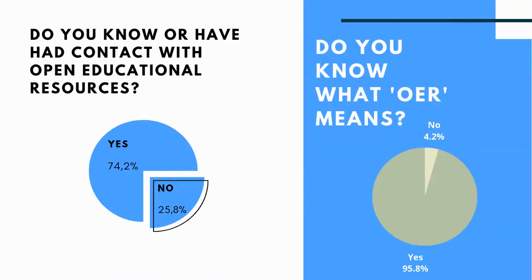When asked if they have known or had contact with open educational resources, the majority of them, 70%, said yes, and only 25% of them said no. Most of the respondents said that they know what open educational resources means, as you can see in this graphic.